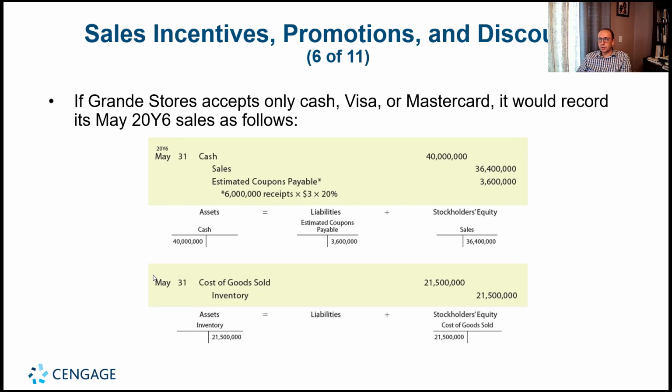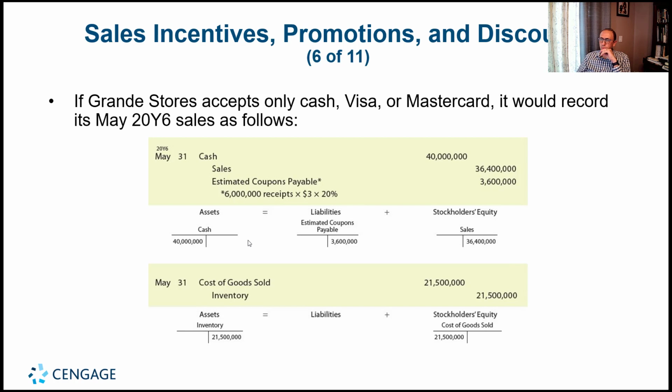So if Grande Stores accepts only cash, Visa, or MasterCard, it would record its May year 6 sales as follows. They're going to debit cash for $40 million. They're going to credit sales for $36,400,000. And then their estimated coupons payable would be $3.6 million. So as you can see here, the number of receipts was 6 million, multiplied by $3, multiplied by 20%. And that's how we got the $3,600,000. That's the estimated coupons payable.